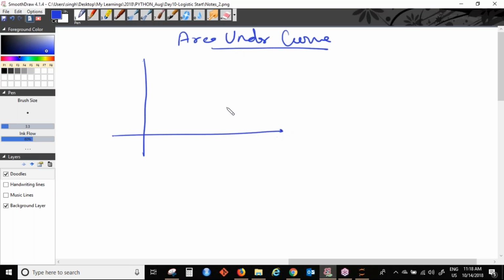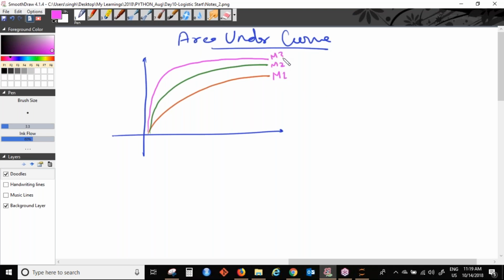Let me draw some ROC curves for you. Let's say I have drawn this as one ROC curve, this as another ROC curve, and there is one more ROC curve that I have drawn. Let's say I have got this from model 1, this from model 2, and this from model 3.